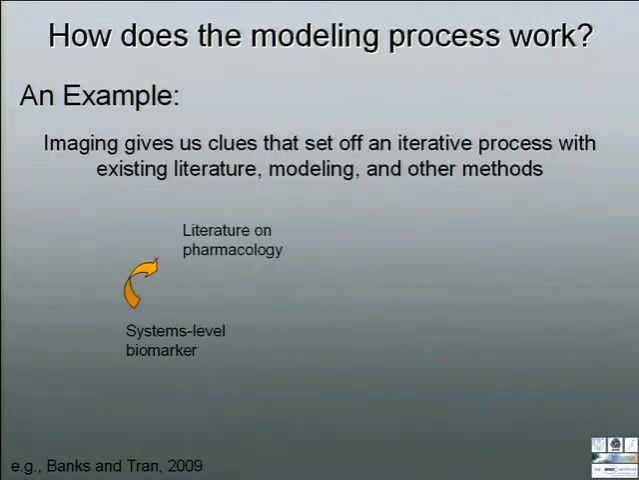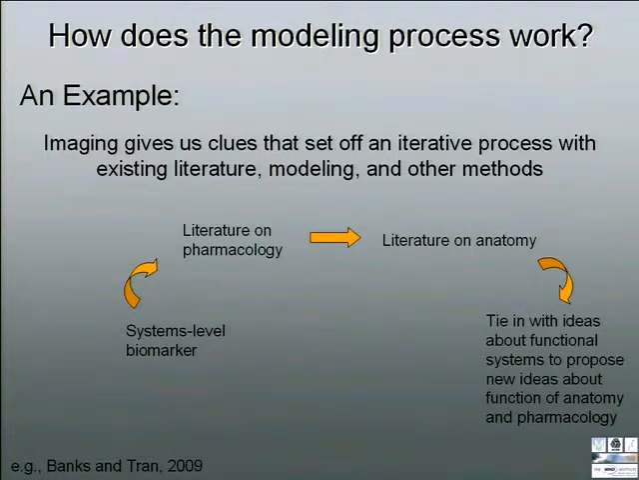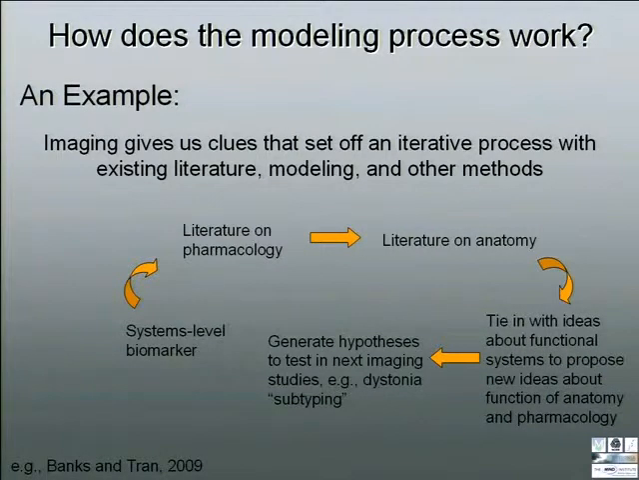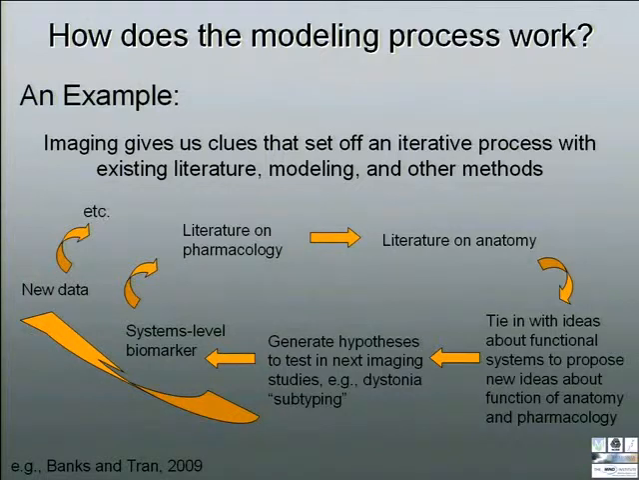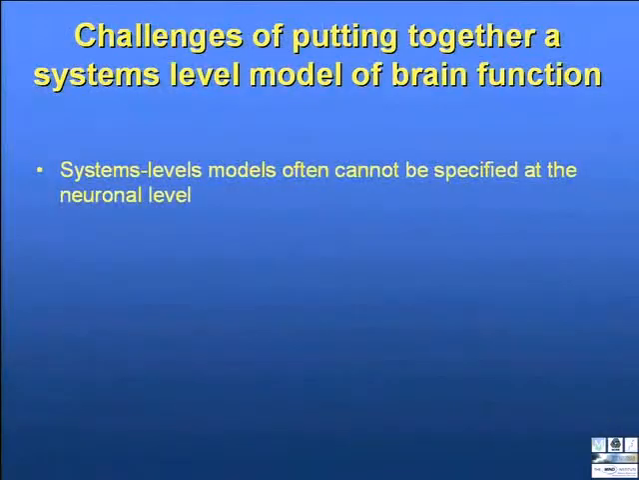So you might start out with a systems level biomarker, such as you would find in imaging, and then you start searching the literature for ways to explain your finding, not only at the systems level, but say at the level of pharmacology and anatomy. Then you tie it in with what you already know about functional systems, like the motor system, for example. Then you can generate new hypotheses to test based on the pieces of information you put together, such as using a biomarker to subtype disorders. You come up with new ideas, test them, get new data, and start the process all over again. Each time you get closer and closer to building a nice model.